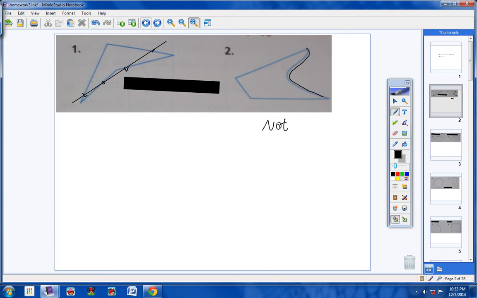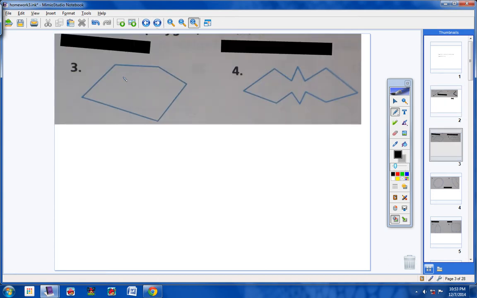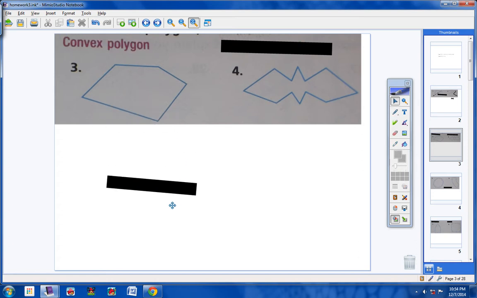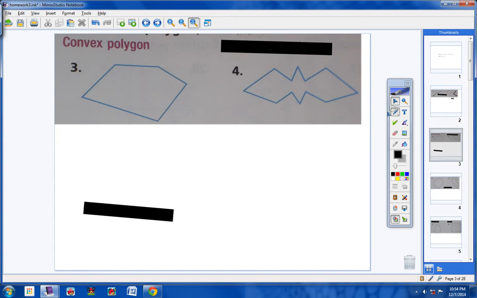Okay, number 3, I have a polygon, definitely a polygon, and it's convex. Convex because there's no indentations anywhere. So yes, a polygon, and it's convex. Number 4, yes, I have a polygon. I have all segments, and notice all the segments are intersecting at their endpoints. So I have all segments. Yes, I have a polygon, and it's concave.